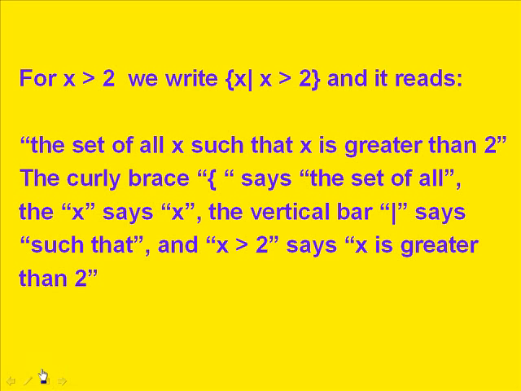For x greater than 2, we write this right here, and it reads, the set of all x, such that x is greater than 2. The curly brace, right here, says the set of all. The x simply says x. The vertical bar says such that. That's just mathematical jargon. And then x greater than 2, well, that's what we're trying to show, just fits in there, and we close it off with another curly bracket.